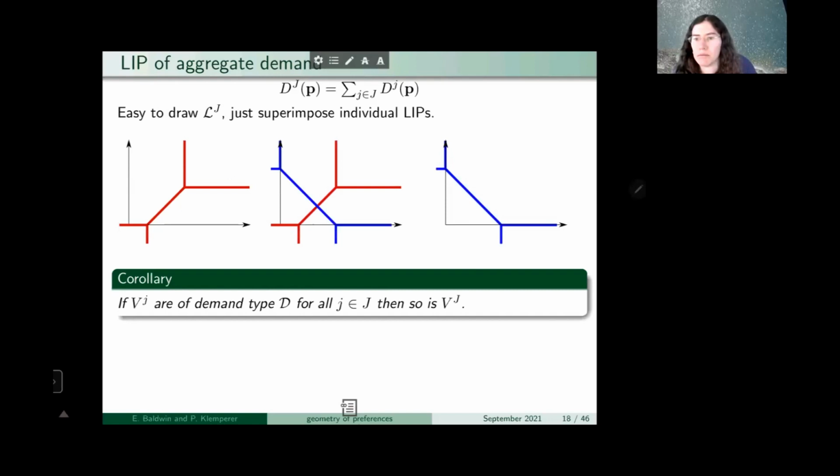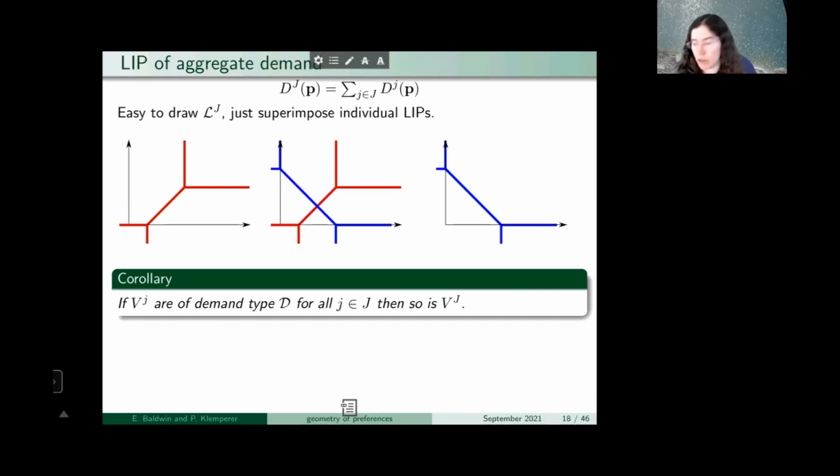And we note in passing, having drawn that, that it follows immediately that if the individual valuations are of any demand type, then so is their aggregate. Because their aggregate is just the superposition of their individual ones, so the facet normals better be the facet normals of the individual ones. So that shows us, without doing any work at all, that, for example, if all our individual valuations are strong substitutes, then so is our aggregate one.